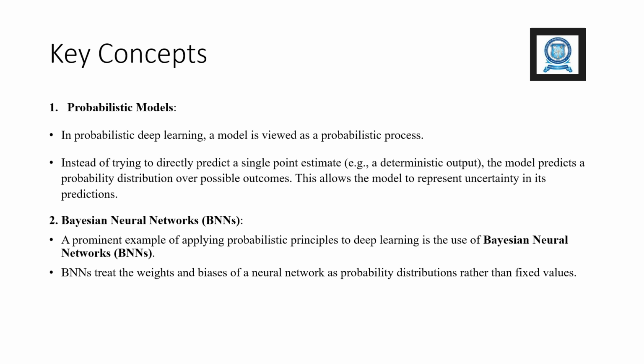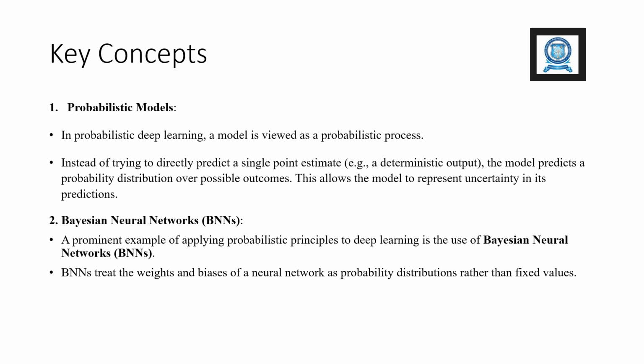Key concepts. Probabilistic models. In probabilistic deep learning, a model is viewed as a probabilistic process. Instead of trying to directly predict a single point estimate, the model predicts a probability distribution over possible outcomes. This allows the model to represent uncertainty in its predictions.